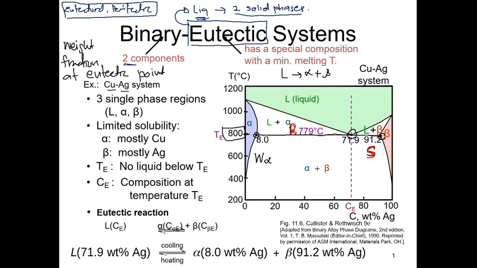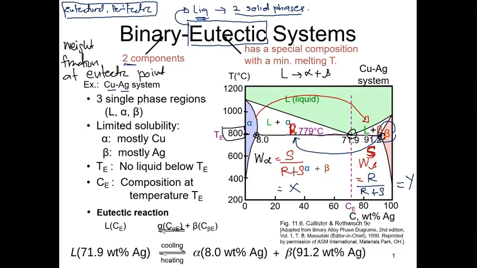So W alpha will be, kan, yang sebelah sana punya value, S over R plus S. W beta will be, kan, beta. So dia punya sebelah sana will be R over R plus S. So this is the weight fraction, okay, value X, and this one value Y. So this is the weight fraction of alpha. This is the weight fraction of beta at eutectic point.